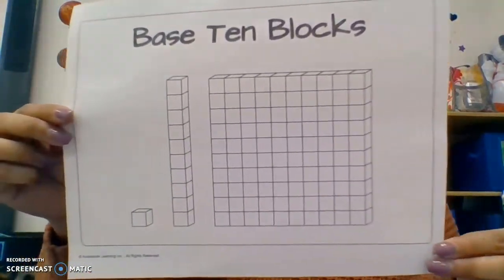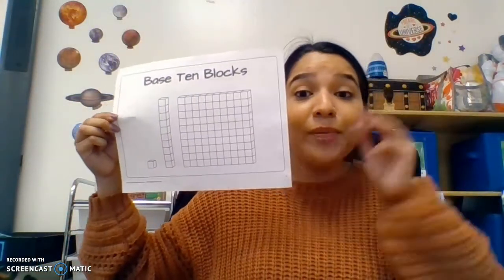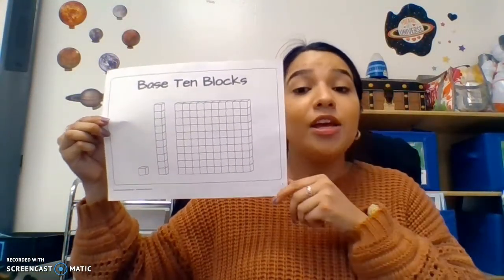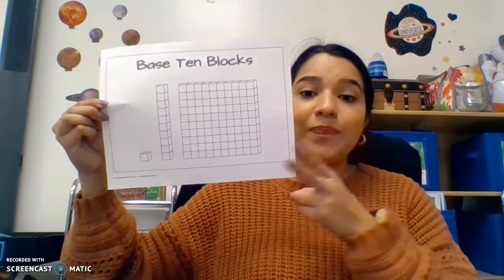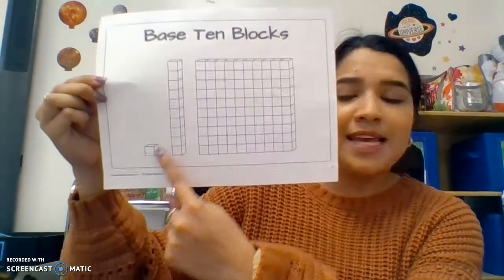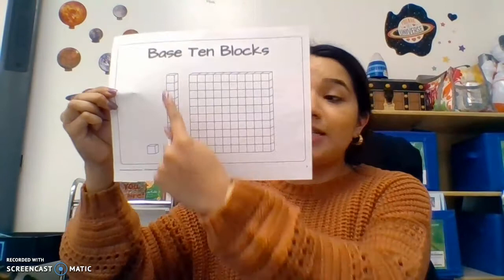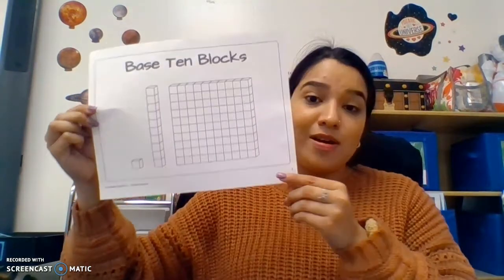Our first vocabulary word is base 10 blocks. Our base 10 blocks, if you remember, we have 3 different kinds. You guys have been working with 2. We have our hundreds block, our 10 longs, and our ones. We have worked with the tens blocks and the ones block.